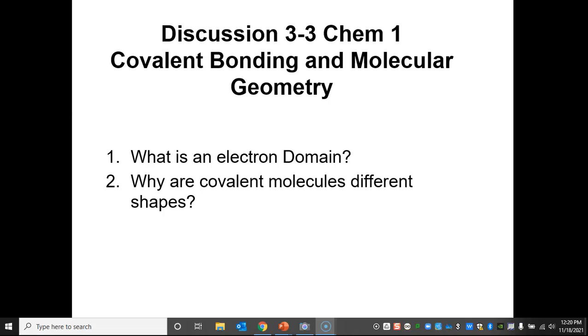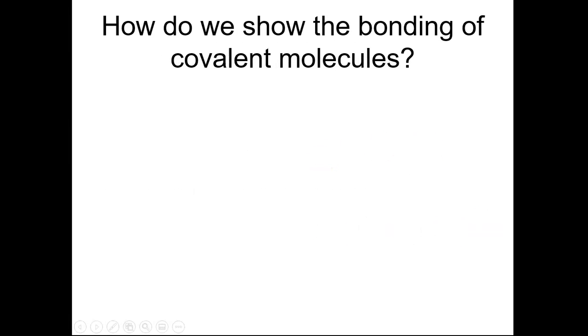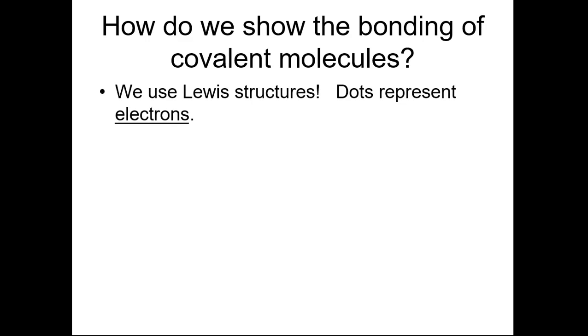All right, this is the video lesson for covalent bonding and molecular geometry. So what we're going to learn how to do in this discussion is draw Lewis dot structures for covalent molecules that share electrons, and then use that to determine their shapes. All right, so how do we show the bonding of covalent molecules? So we're going to use Lewis structures.